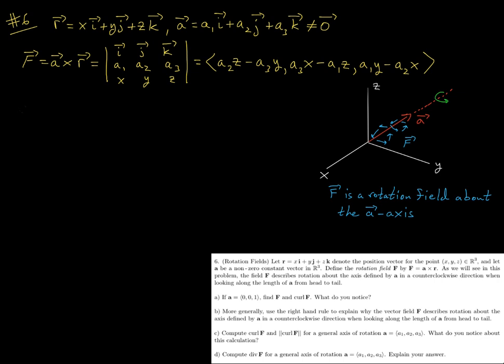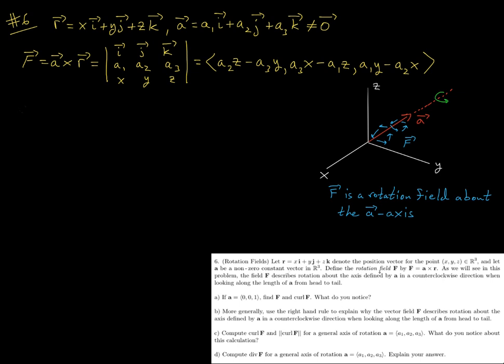So here we're going to be looking at rotation fields. And we looked at rotation fields in section 15.1 just in the xy plane. So here in three dimensions, we'll be looking at rotation about some fixed axis. Okay, so we're going to let r be the position vector for the point x, y, z in R3. So it's just x i plus y j plus z k. And we're going to let A be a non-zero constant vector in R3.